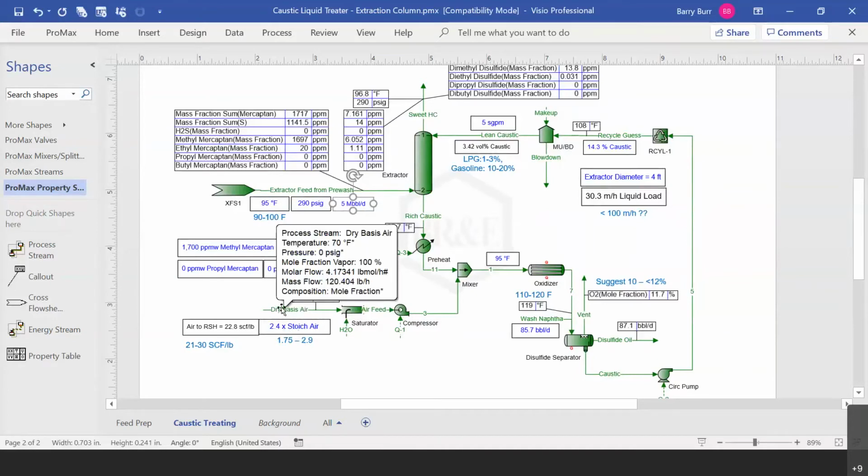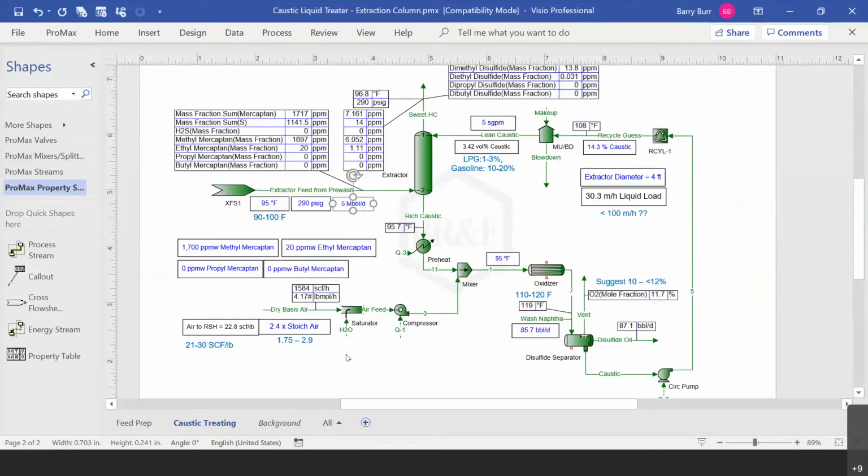So you don't set your air rate per se, you set your stoichiometric ratio, and then you have the right air rate. There's also another way of looking at it that people sometimes use, the standard cubic feet of air per pound of mercaptan. That ratio is also something people want to see, and here is the recommended range for it, and we're inside of that.